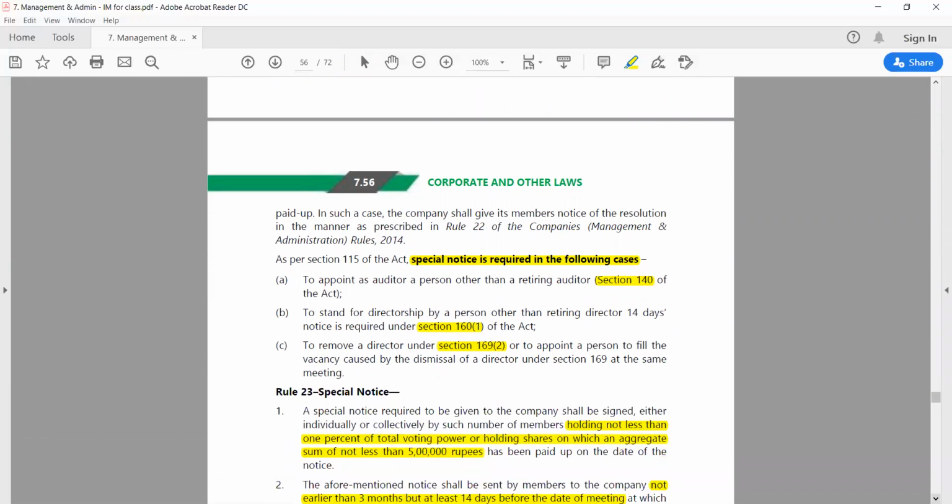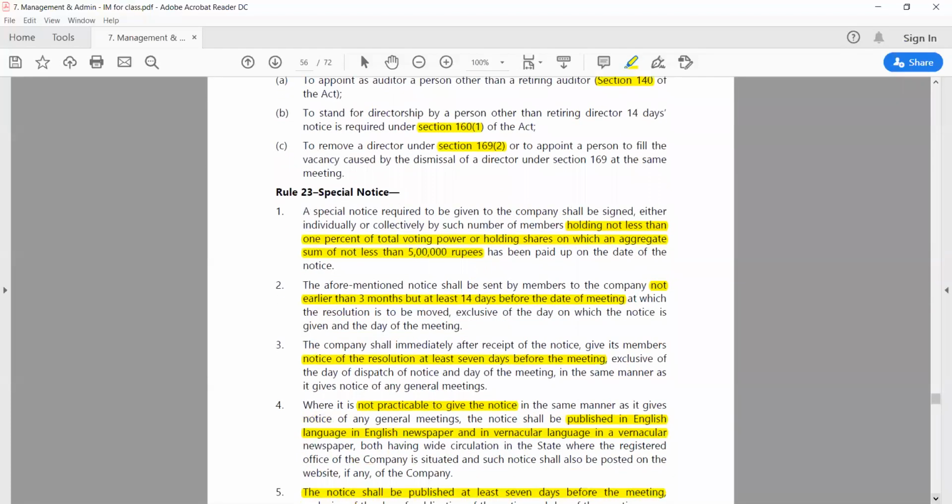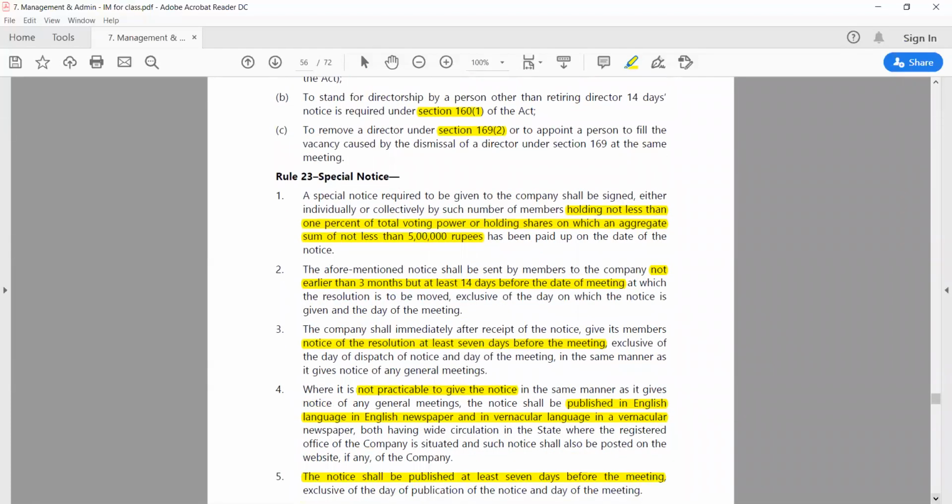Concentrate really strongly. Special notice is required in 3 cases. Number one, to appoint an auditor other than the retiring auditor. Number two, to appoint a director other than the retiring director. Special notice means 14 days' notice; ordinary notice means 21 days' notice. Number three, to remove a director under Section 169. So remember 140, 160, 169 for the special notice. So special notice rules are also given. That's what I told you. Remember, 14 days it is there.